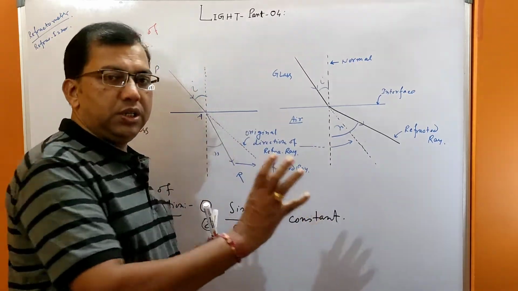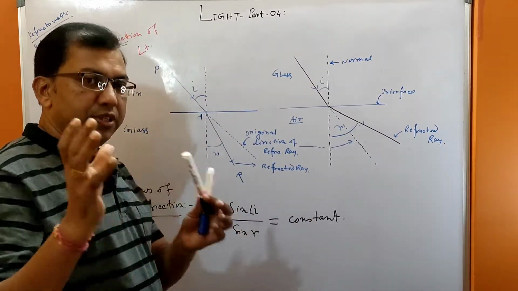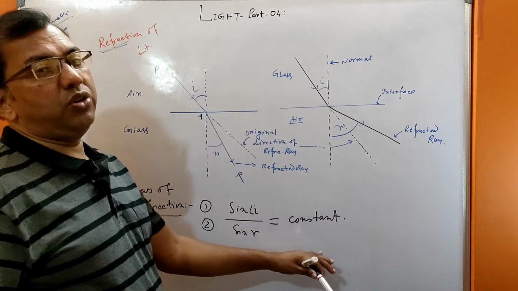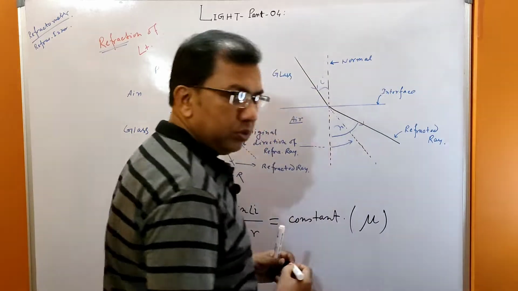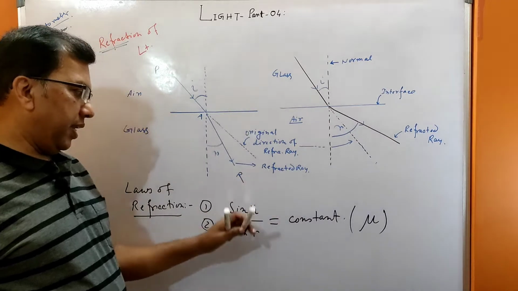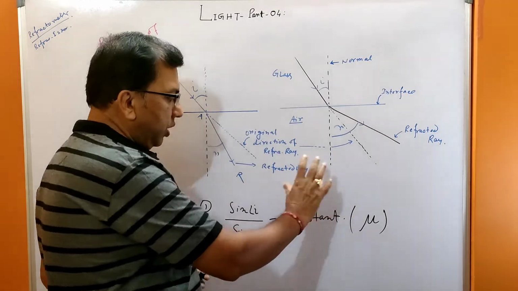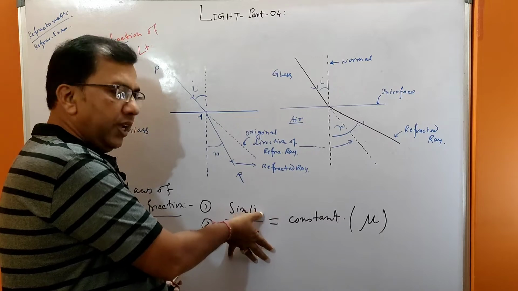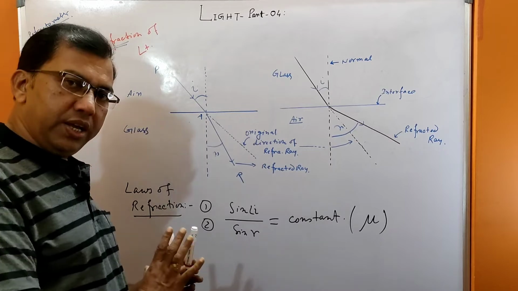This law, the second law, is known as Snell's law, after the Dutch mathematician who gave this law and also proved it. Sin i by sin r equals a constant. This constant is known as mu. Mu is the constant, the ratio of the sine of angle i and the sine of angle r. This is the second law of refraction.